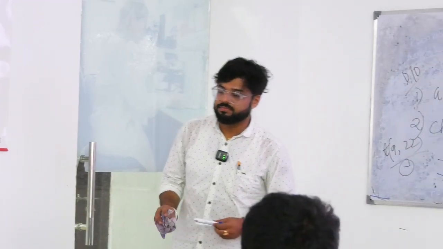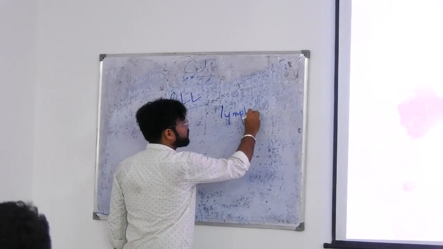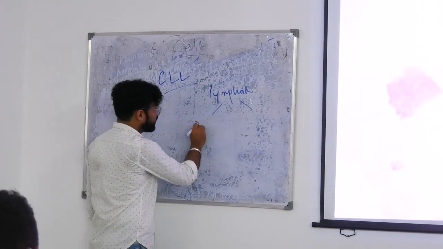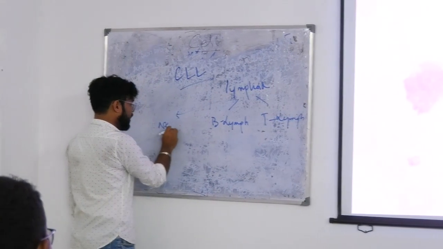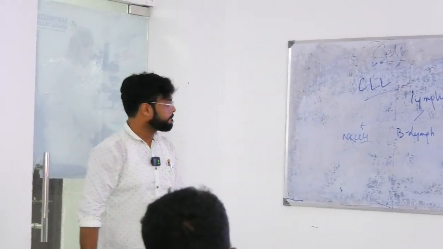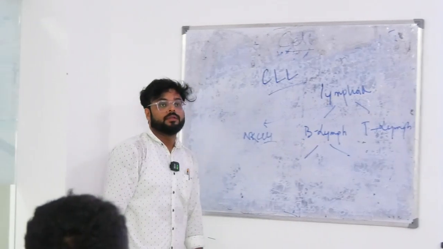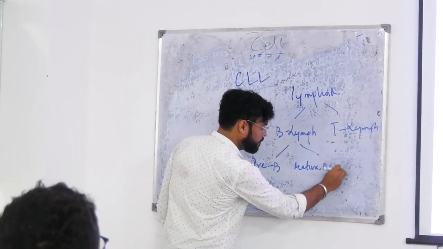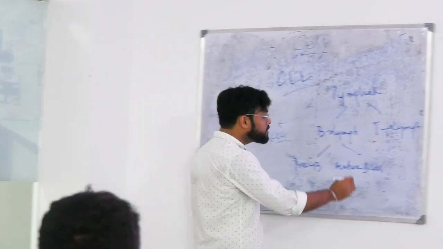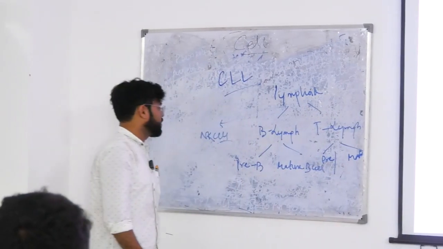That's probably all you need to know for CML. Okay, another topic you have is CLL, chronic lymphocytic leukemia. One is B lymphocyte, another is T lymphocyte, and another is NK cell. B lymphocyte is mainly of two types, pre-B cell and mature B cell. T lymphocyte is also two types, precursor T cell and mature T cell, and of course there is NK cell.